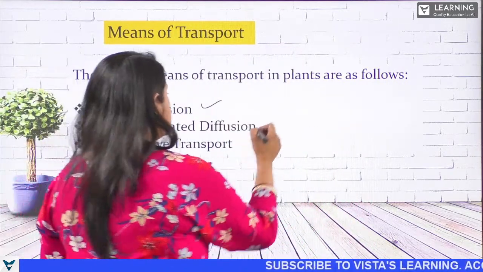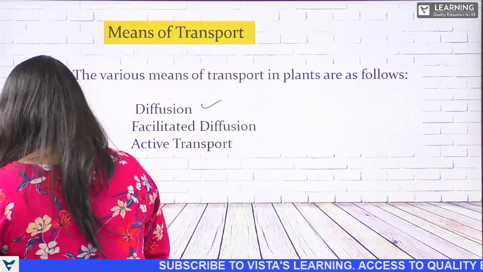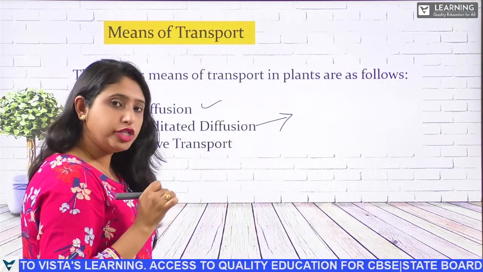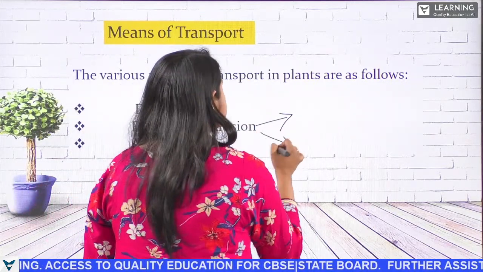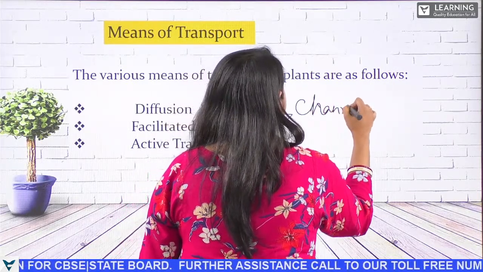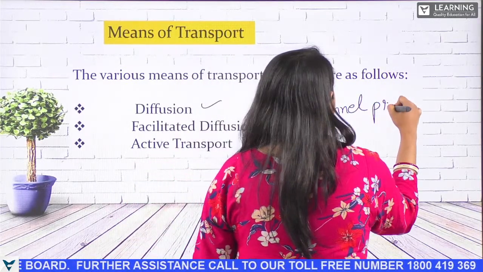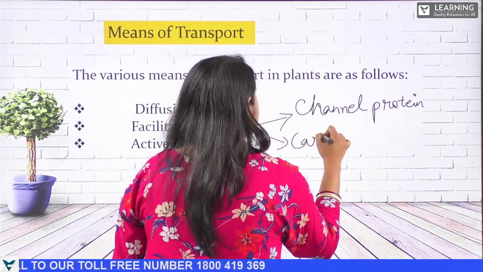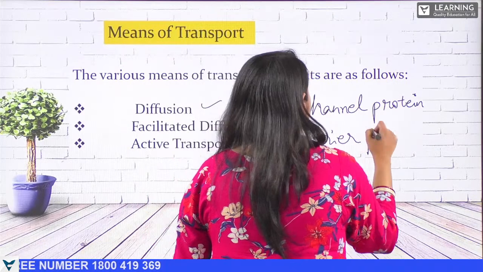Now, this facilitated diffusion requires proteins. It requires two proteins. One is channel protein, and another one is carrier protein.